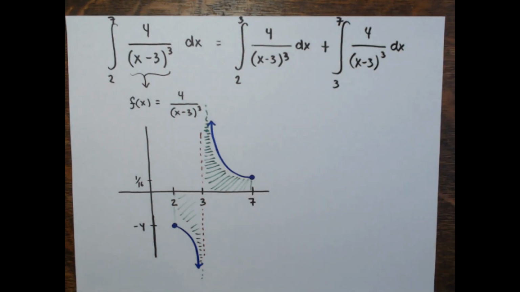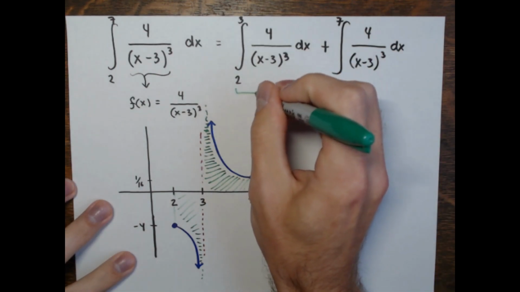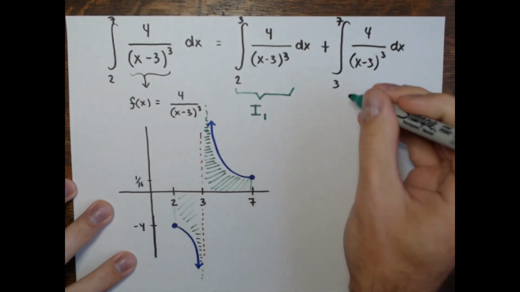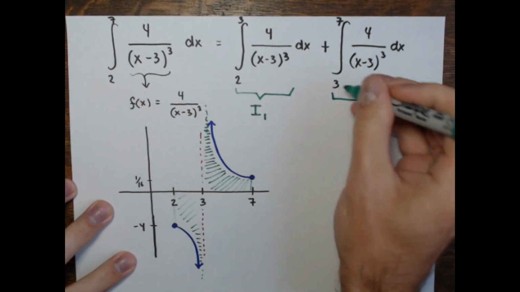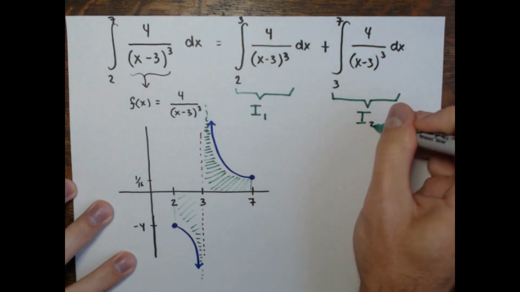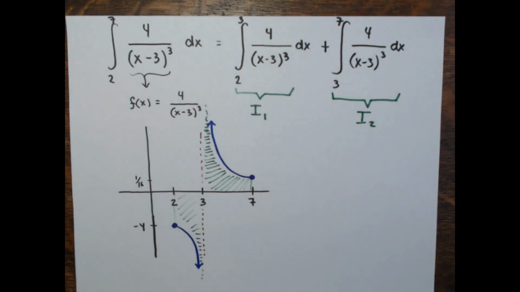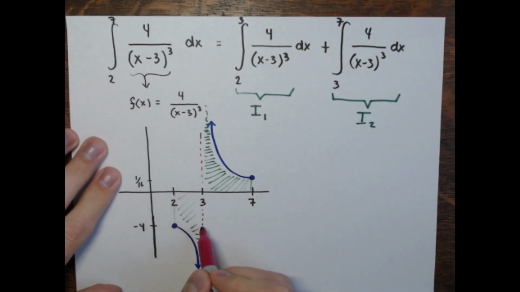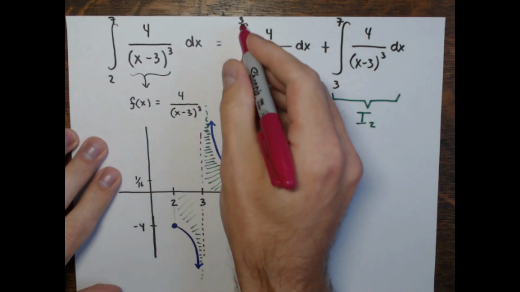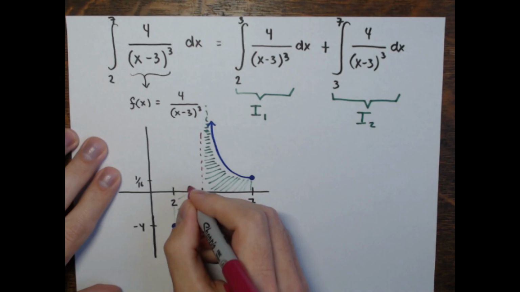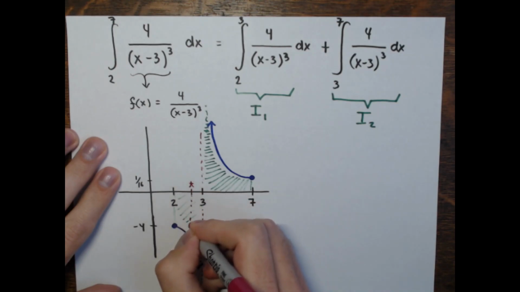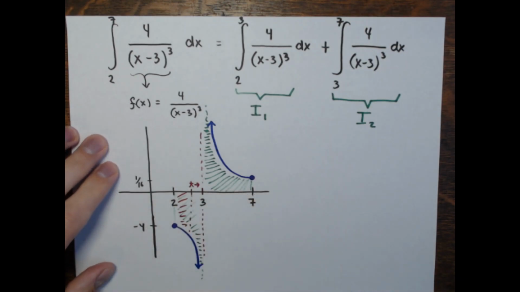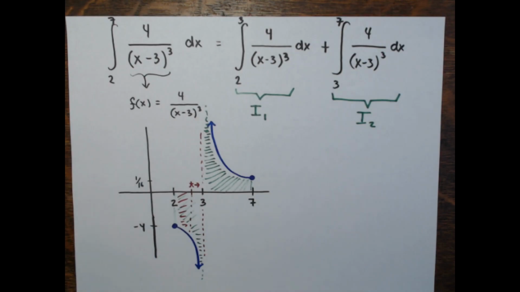All right, so we'll do these one at a time. I'm going to call this first integral, integral number 1, maybe I1. And then this second integral, from 3 to 7, I'll call that I2. And like we did with the previous examples, I'm not going to go from 2 to 3 because I can't plug in 3. So for this first integral, I'm going to instead go from 2 to t, get this finite area here, and then have t approach 3 from the left.